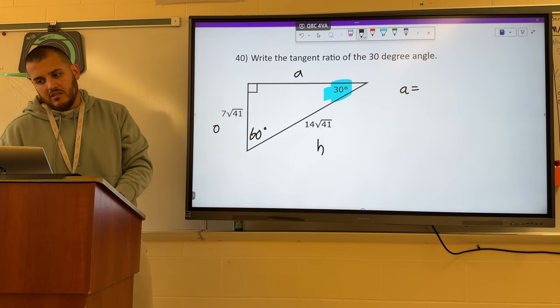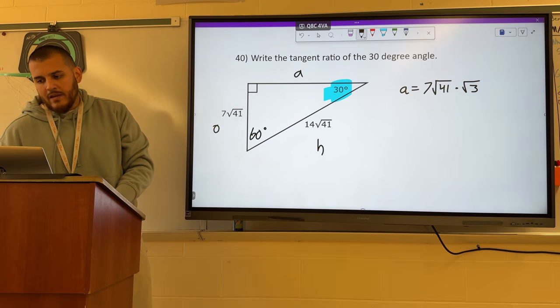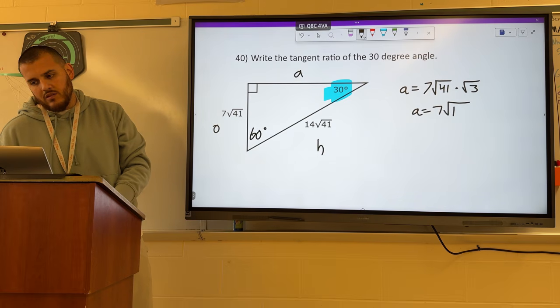So that adjacent side is equal to 7 times the root of 41 times the square root of 3. And the way that you would calculate that is by just multiplying the square roots together. So 41 times 3, we would have the square root of 123 in there.